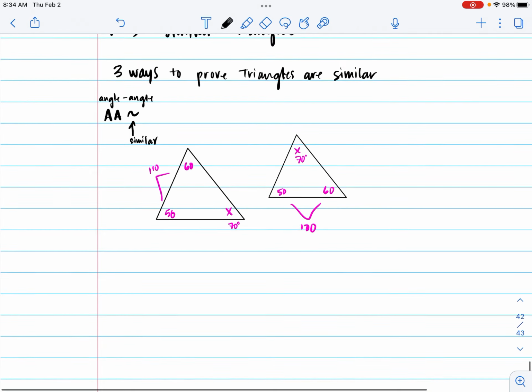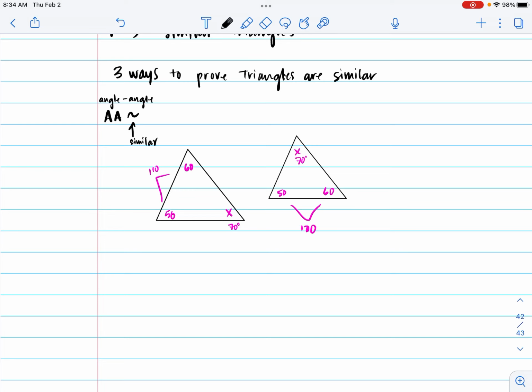Now, don't get this confused with proving congruency. We have 4 ways to prove congruency: side, side, side, side, angle, side, and angle, side, angle. That was to prove congruency. This is to prove similarity. So if you want to put this as a side note, you are more than welcome to. Angle is a way to prove congruency. So I'm going to put a 1 next to this.